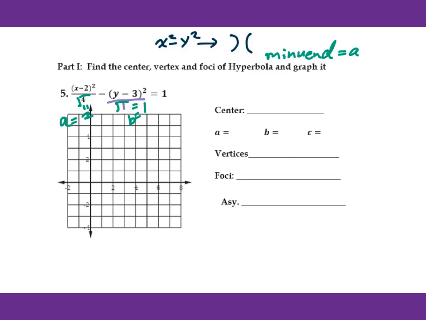Then show the arrow to A and B. Since A is below x squared, therefore horizontal. B is below y squared, therefore it's vertical. For the center, this is H, here's K. So we get the 2, 3. A equals 2, B equals 1. C equals square root A squared plus B squared, which means square root of 5.